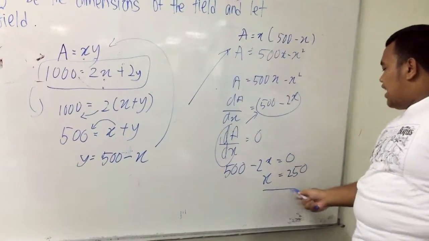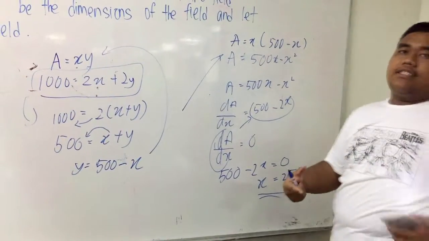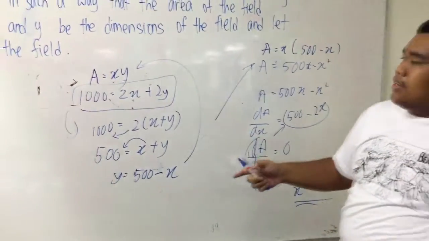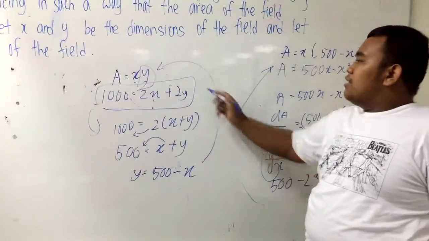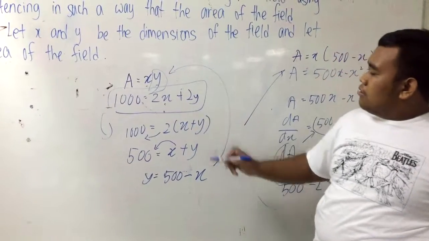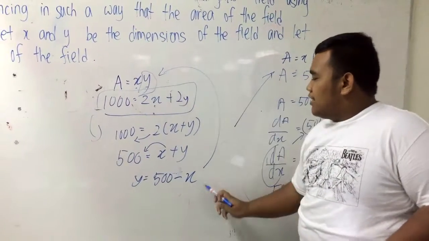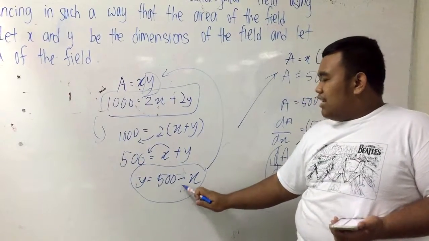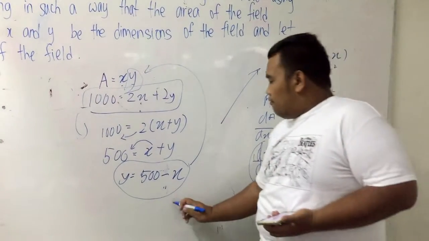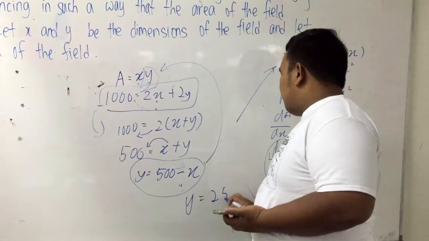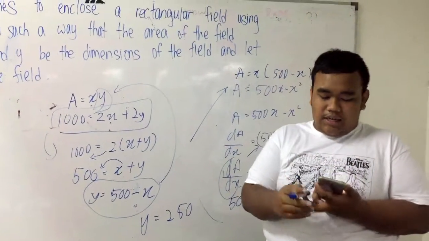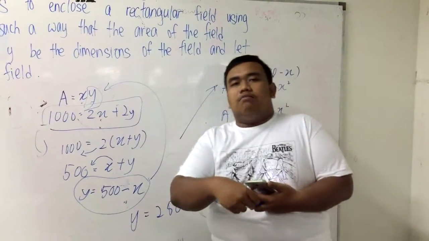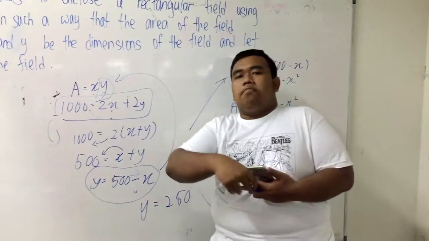Okay, now we have the value for x, so we have to find the value of y. Just put it into this, not here, and then you will also get y is equal to 250. So that is the answer to this question: x is 250, y is 250. So do you understand what I explained just now?